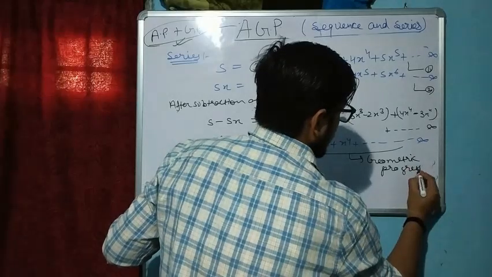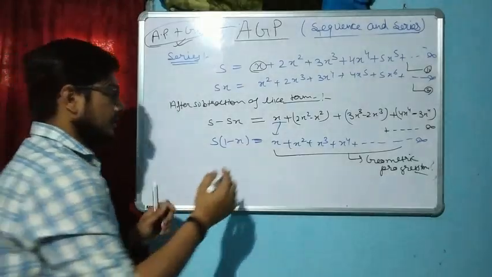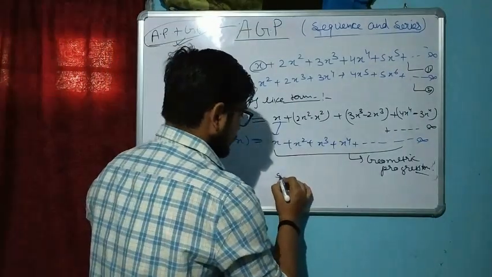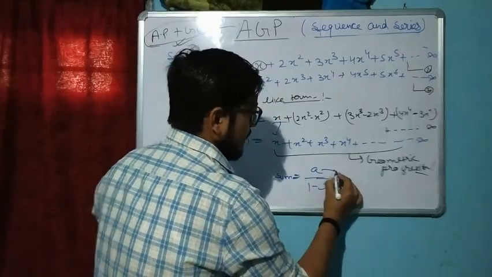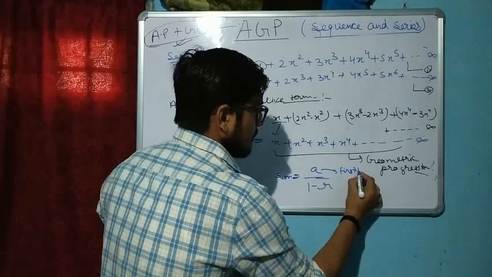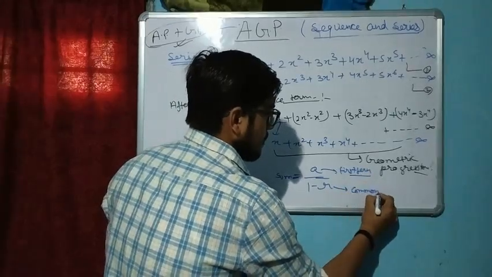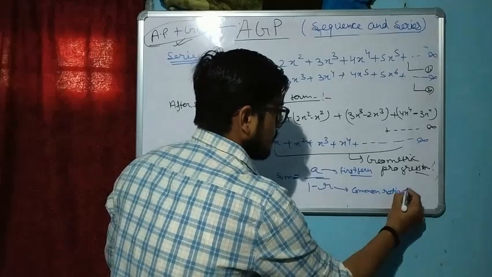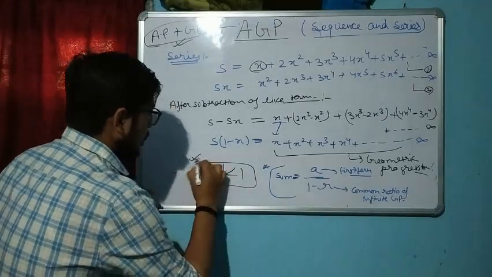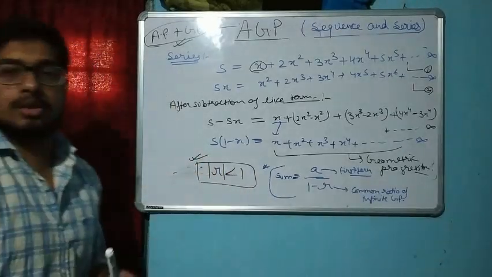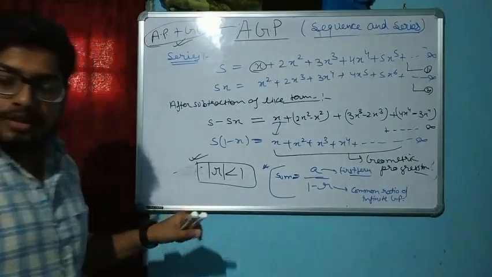Now we know that for an infinite geometric progression, the value of summation is equal to a upon 1 minus r, where a is the first term of the series, and r is the common ratio of the infinite GP. So the modulus of the common ratio should be less than 1. If this is satisfied, it will be given in the question.